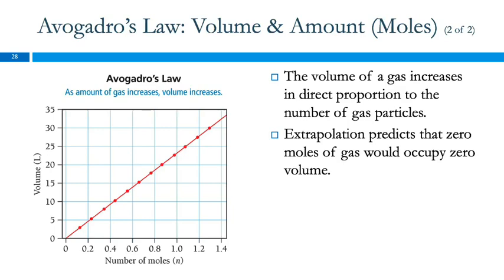Here's a graph of Avogadro's law, the volume of a gas as we increase the amount of gas in moles. And this makes sense. If I add more gas to the container, the volume should get larger, right? I'm keeping the pressure and the temperature the same. The volume of the gas increases directly proportional to the number of gas particles. And if we take this line and extrapolate it to 0 particles, 0 moles, we get 0 volume, which makes sense. If there's no gas, it would occupy 0 volume.